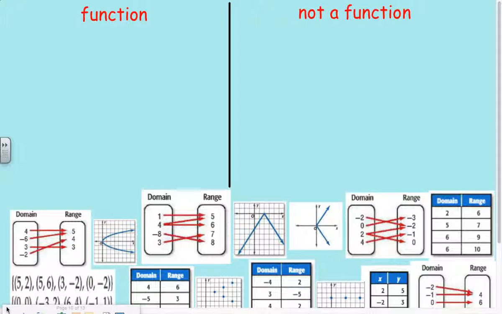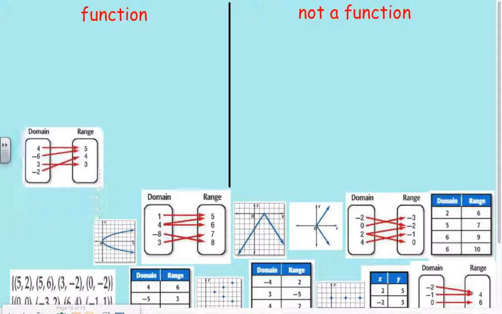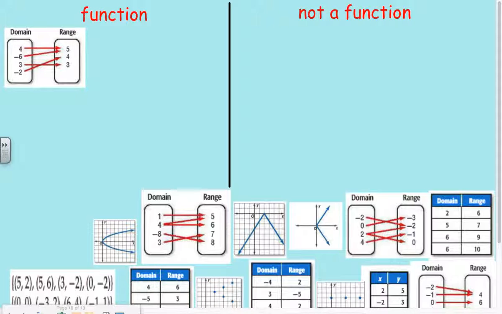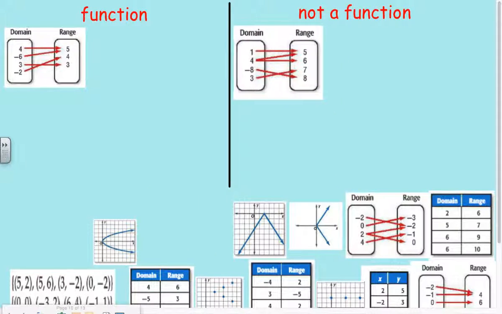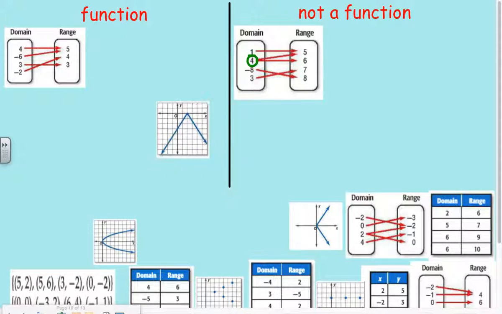All right, here's another click and drag, so you can just watch as I bring all of these graphs, tables, mappings and ordered pairs to function or not a function. Now remember, a function means it passes the vertical line test or none of my x values repeat. So I'm going to look for all of the functions right now. So here, none of my x values repeat because none of these have two arrows leaving an x value. This one, the positive 4 has two arrows leaving it, meaning the 4 repeats, so it's not a function.